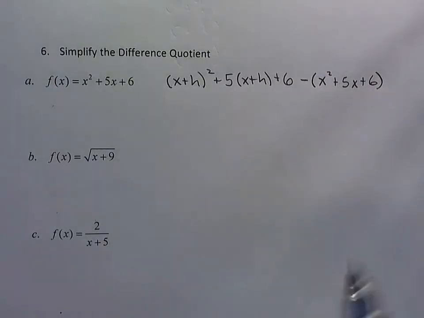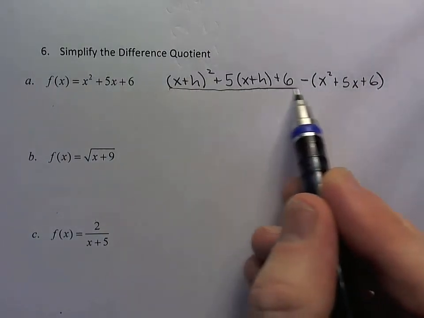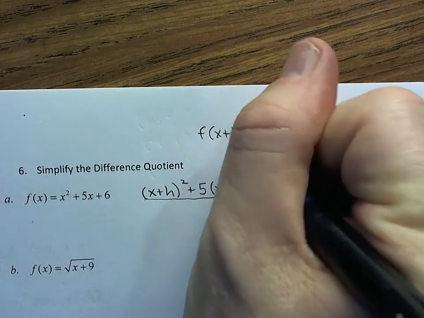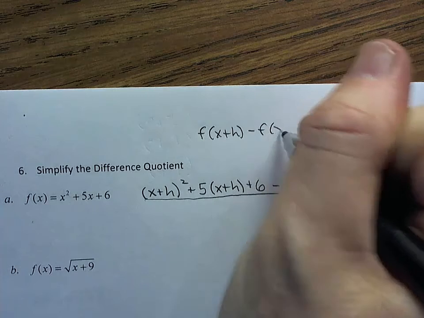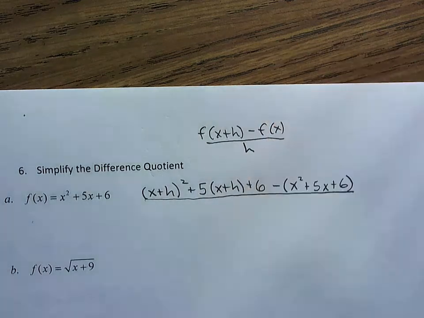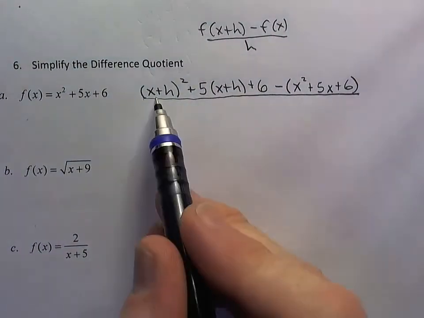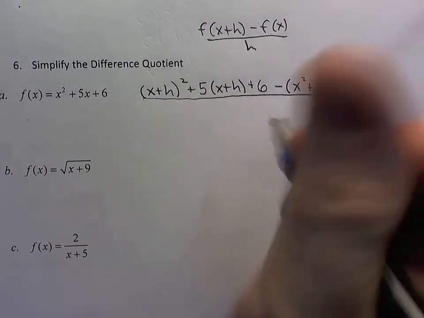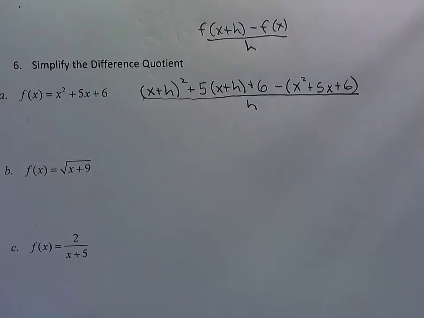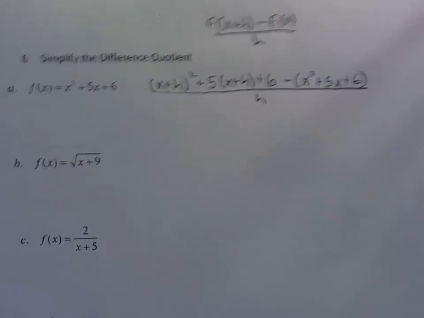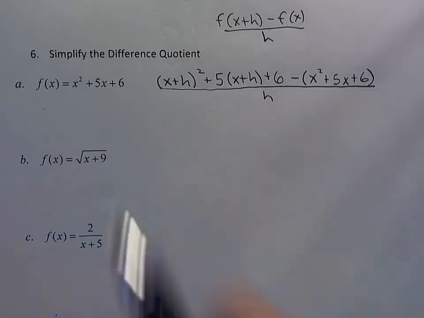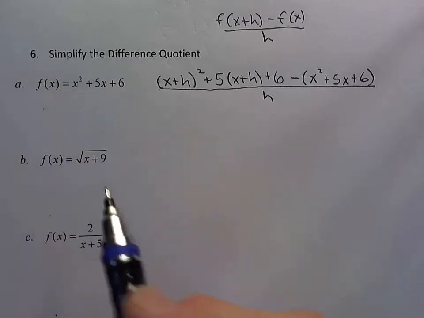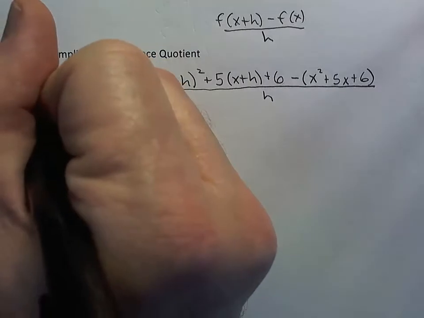Okay? So here's what we've got. Now remember, the difference quotient is f of x plus h minus f of x, over h. So here's what we have. F of x plus h, that's this first part, minus f of x, all over h. Now, what we do with a simple one like this, this quadratic function here, we multiply everything out.